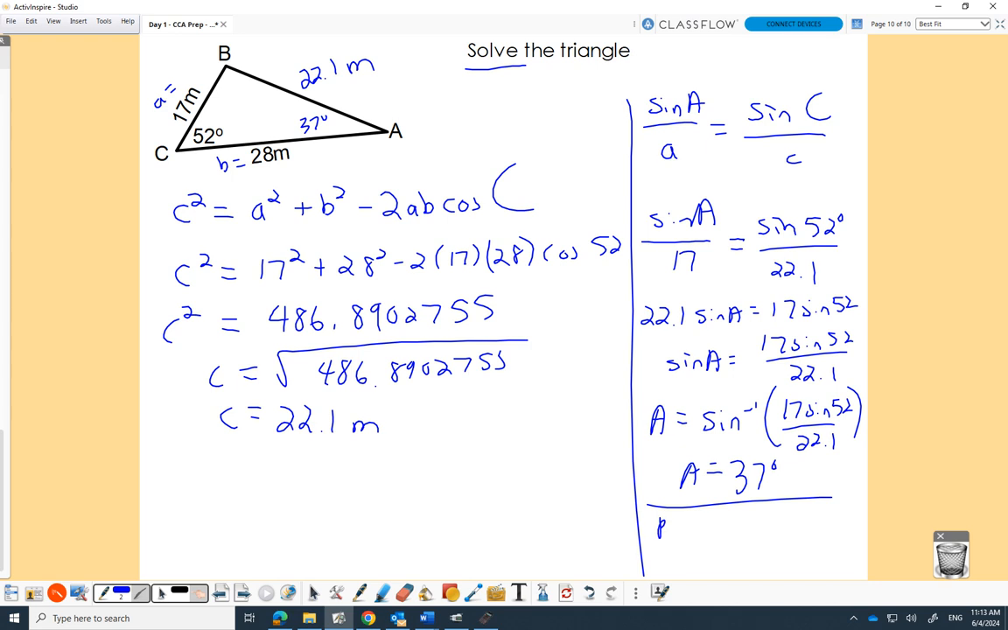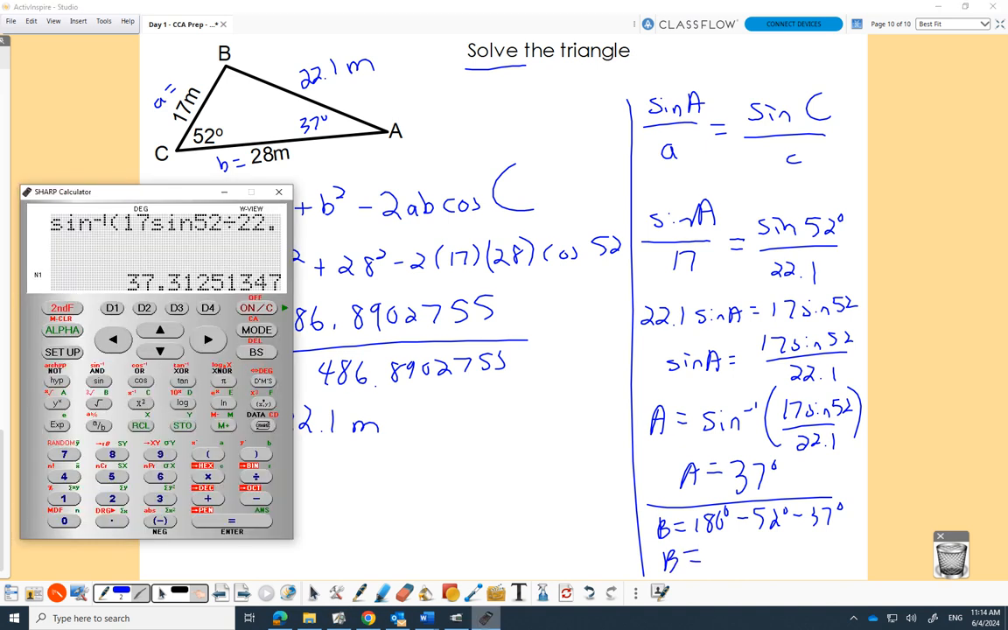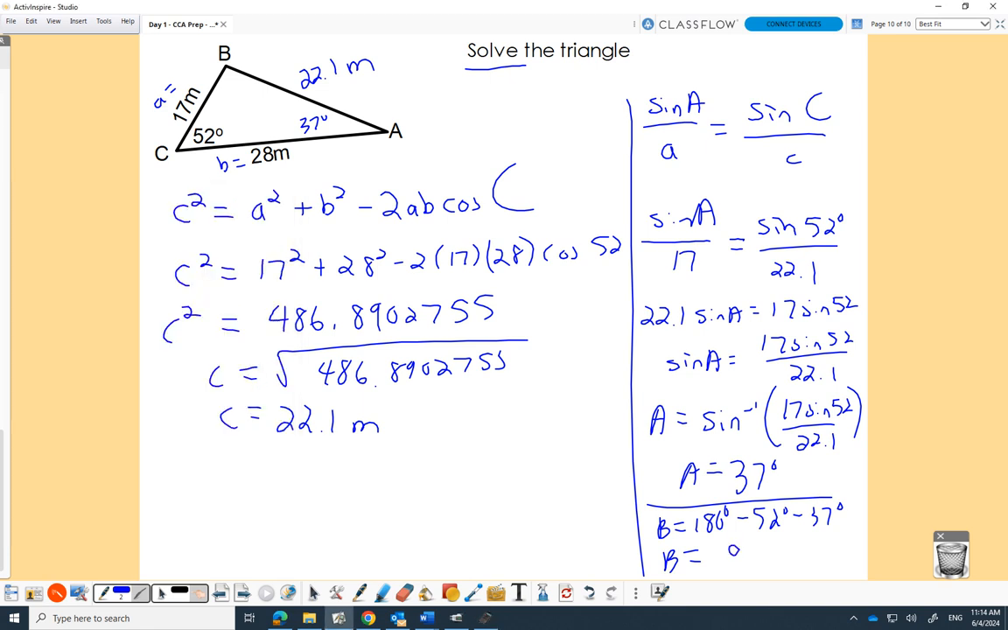B is 180, subtract 52, subtract 37, which again is very close to 90, I think. Just the way this one worked out, but not right on 90. And if you're wondering, if it was close to 90, would SOHCAHTOA have worked here if I had used it? Well, it would have been close. It would have given okay answers, but it wouldn't have given the right answers.